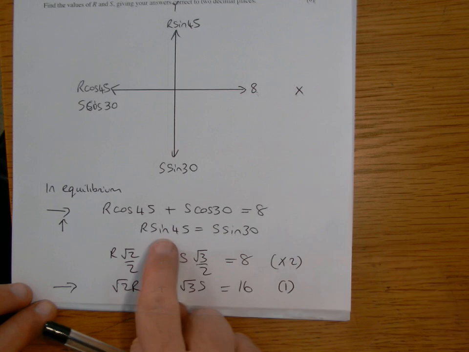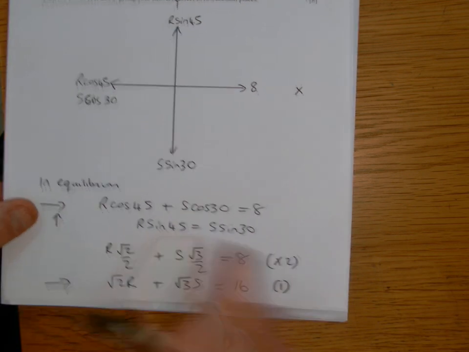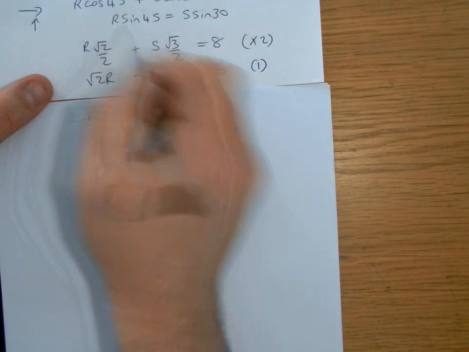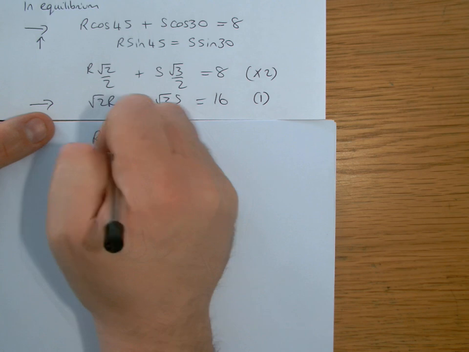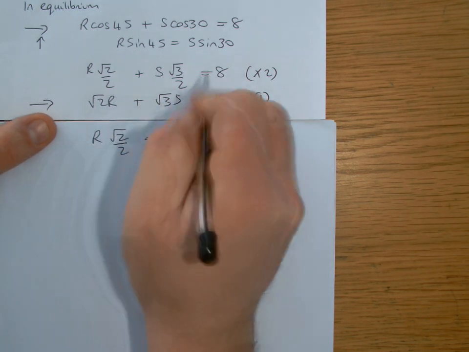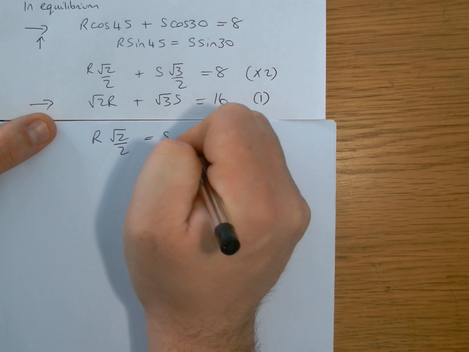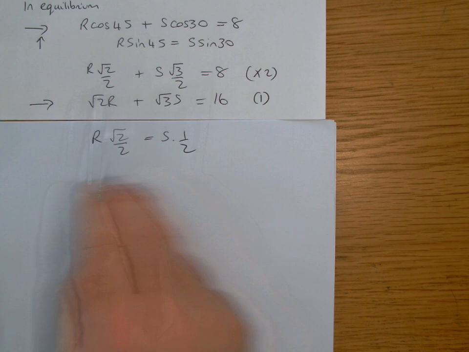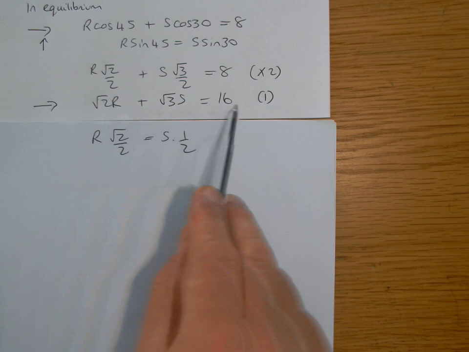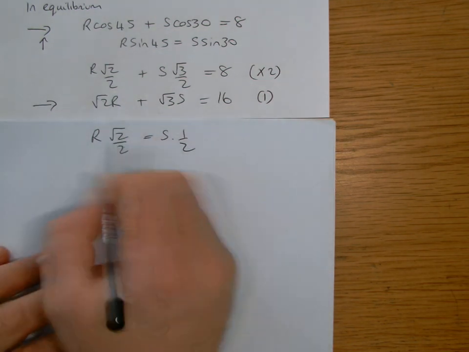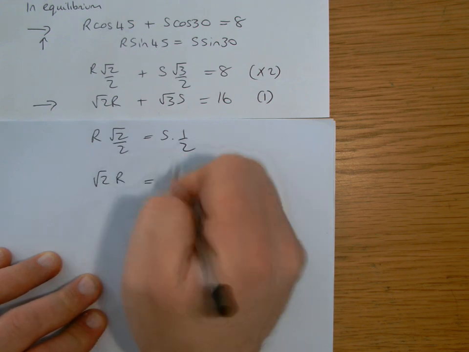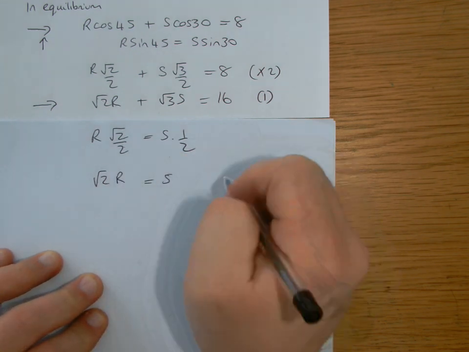All right. Now let's look at the Y direction, and type that into our calculator. Sine 45 turns out to be root 2 upon 2, just like cos 45, and sine 30 becomes a half. Just like we did with the X direction, we can double everything. When we double here, we'll get root 2R, and that will equal just S here, because when I double half, I get 1. So that will be equation 2.